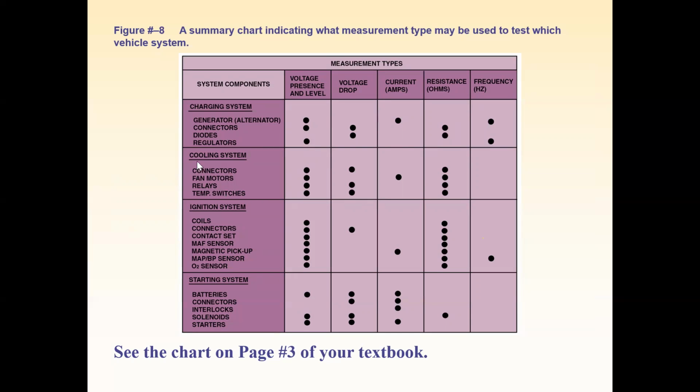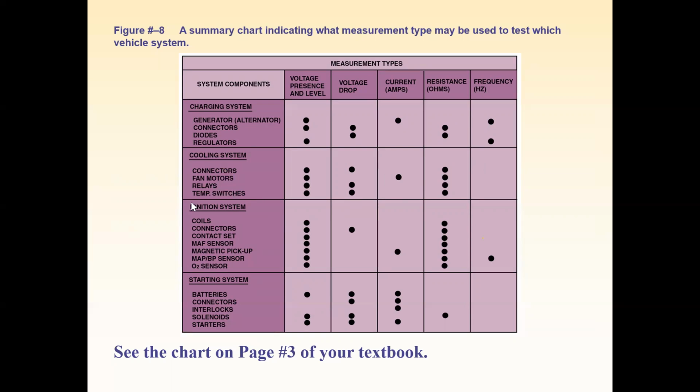Then in the cooling system, we have the connectors, fan motors, relay, and temperature switch. For all these four things, we have to measure the voltage. For the voltage drop, only in the case of the fan motor we are not measuring the voltage drop, but we are measuring the current. Then the resistance across these four components we measure in ohms. There is no need to check the frequency across these four components of the cooling system.